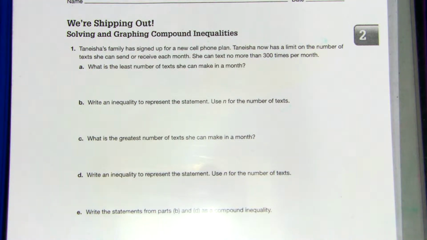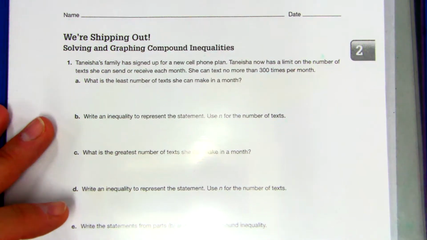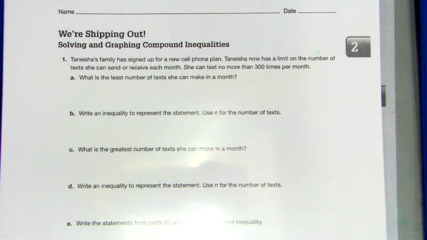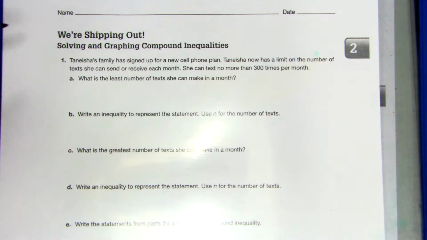We're going to go over 2.4 real briefly. It has to deal with inequalities and the ability to write a compound inequality as well as a simple inequality, and then being able to write it in compact form.